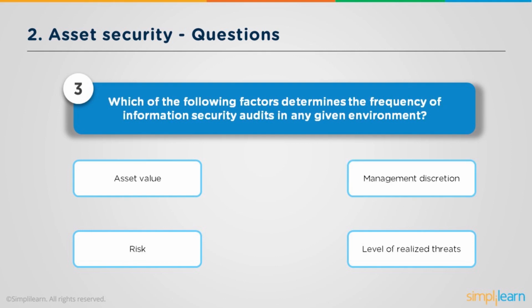Which of the following factors determines the frequency of information security audits in any given environment? The age-old question: for you to remain secure, how often do you want to conduct a security audit to verify your vulnerabilities, your penetration test, to verify your security controls are working properly? Would it be dependent upon asset value, the risk-based approach, management discretion, or level of realized threats? And here the answer to that question is risk. The moment a risk is identified, for example, at various stages a security audit could be triggered for an individual asset as well. And that can be tied down to incident management, change management, and problem management.